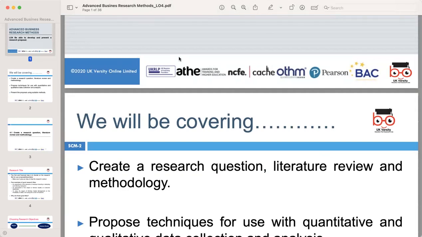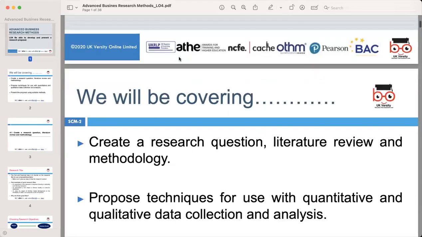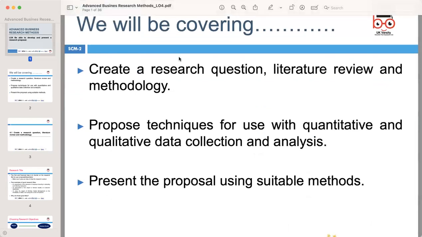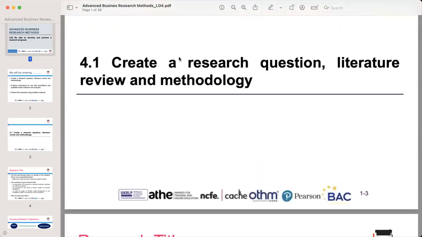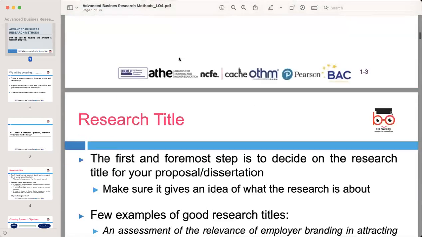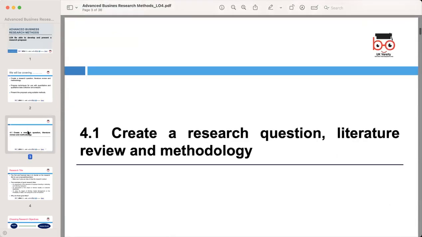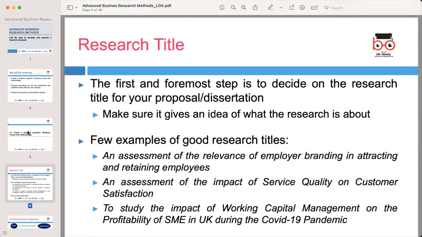Firstly, let's understand what a research proposal is. A research proposal is a document that outlines the objectives, methodology, and plan for conducting a research study. It serves as a blueprint or roadmap for your research project. So create a research question, literature review, and methodology.